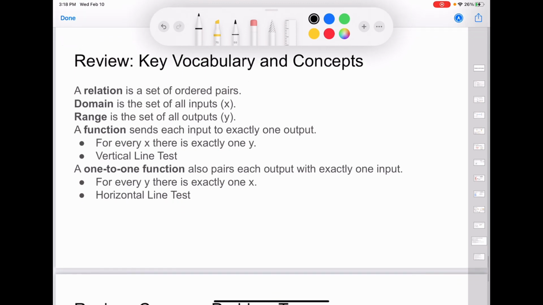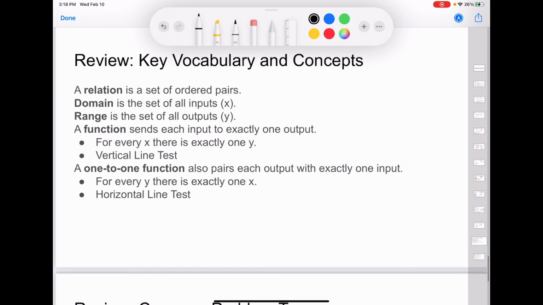So let's do a brief review. A relation is a set of ordered pairs. Ordered pairs start with x and y, and so a relation would just be a set of those pairs, where x and y are actual values, of course. What is the domain? The domain is the input, or all the x values. The range is the output, or all the y values.